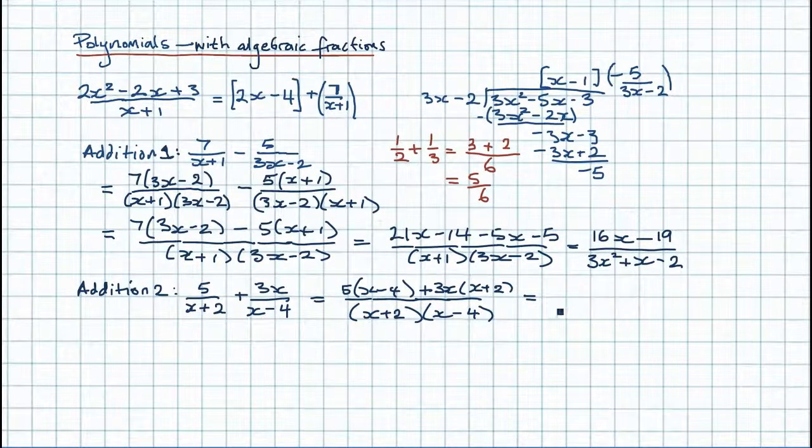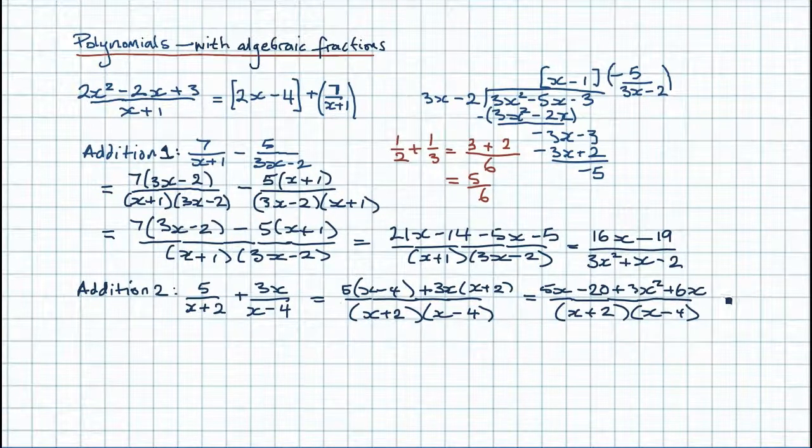What we're going to do is keep, remember, the denominator the same. We're going to keep it in factorized form, x plus 2 times x minus 4. But with the numerator, we're going to expand the brackets. We're going to distribute the 5 across the x minus 4 and distribute the 3x across the x plus 2. Okay, so 5 times x is 5x. 5 times minus 4 is minus 20. Now, plus 3x times x. So that's 3x squared. And 3x times 2 gives us 6x.